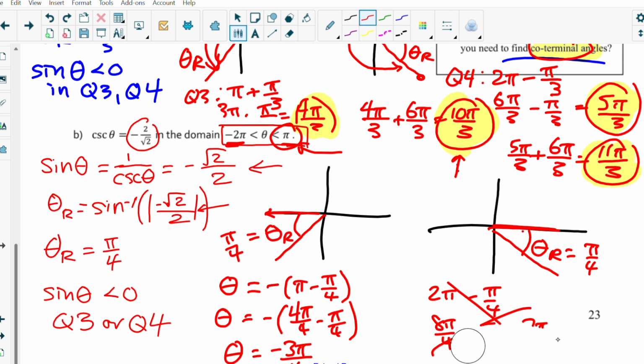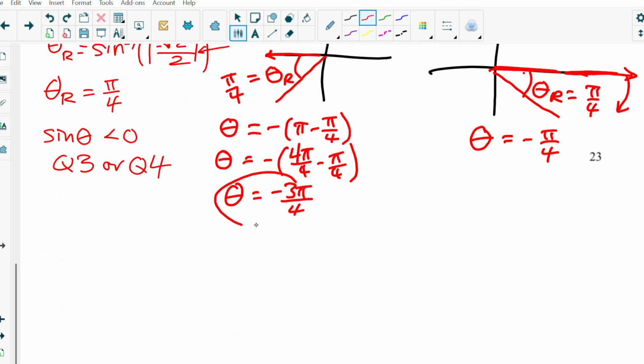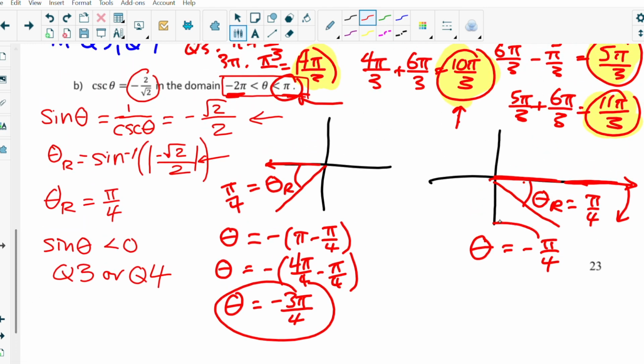So we need to think in terms of negative angles. So this is really going to stretch your knowledge here and understand how do I think of this in terms of negative angles? Well, this pi over 4, if I start from an initial arm and I go clockwise because it's a negative angle, theta equals theta r, the angle in standard position is just a negative pi over 4 since I'm going clockwise. Okay, so my solutions are theta equals negative 3 pi over 4 and theta equals negative pi over 4.